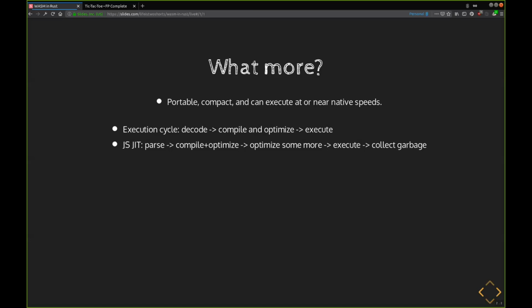What else? We have a comparison of the execution cycle between WebAssembly and JavaScript with just-in-time compilation. In WebAssembly, we have decode, compile and optimize, and then straight execute. Whereas in JavaScript, with just-in-time compilation, we have to parse. Then there's a compile plus optimize phase. Then there is some more optimization, a second phase that happens after specialization of the polymorphic usage of functions. And then you have the execute cycle, and then you have garbage collection.